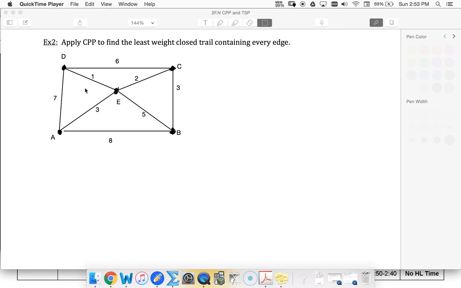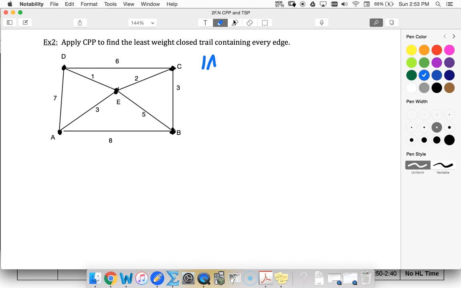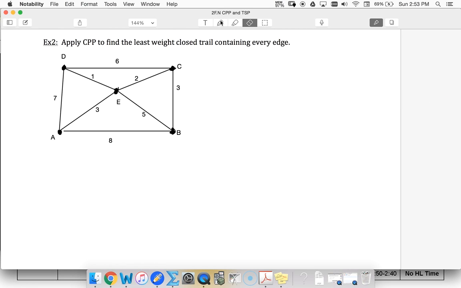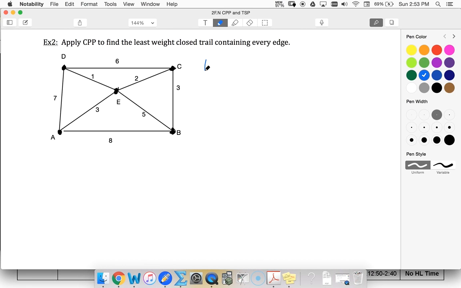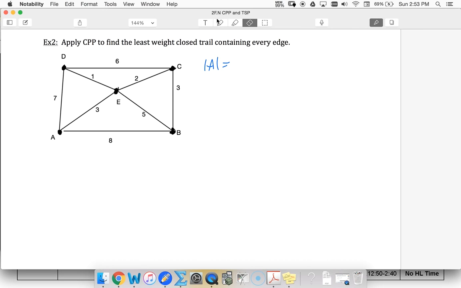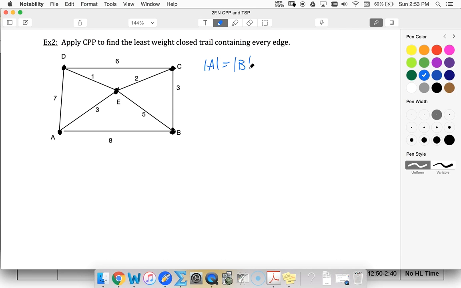Right, based on the problem description here, it seems like this graph is not Eulerian, but let's go ahead and verify. I see that vertex A has degree 3. Sorry, I'm going to change the weight. All right, A is 3, as is B. So let me just move this down. As is C and D.